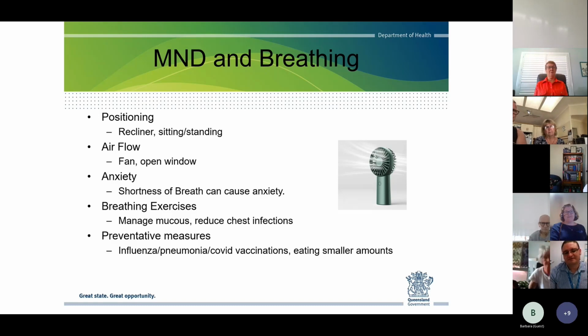All right, so there is a path where people don't use the ventilator and don't want to wear a mask, and that's fine. Some of these conservative measures are what I go through with these patients. Your positioning in a chair can help. Sitting in a recliner, sitting, standing, all have effects on your breathing, and you'll find the different positions and types of sitting in which you breathe easier.